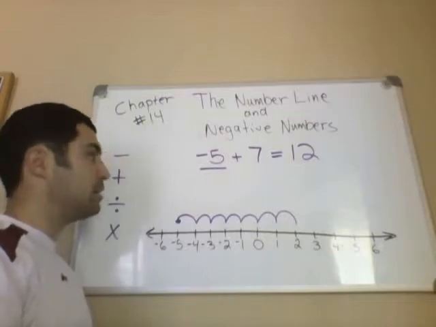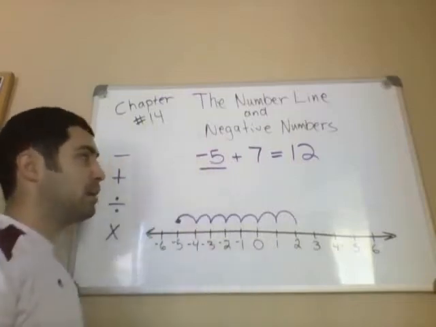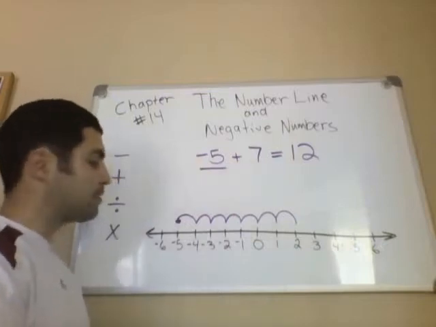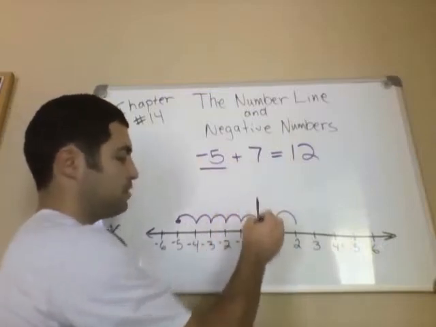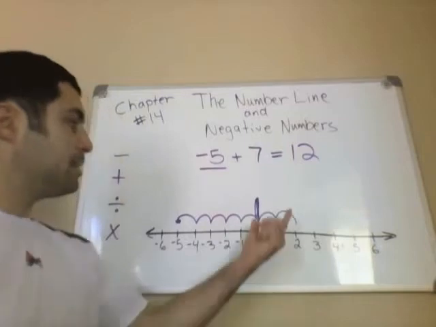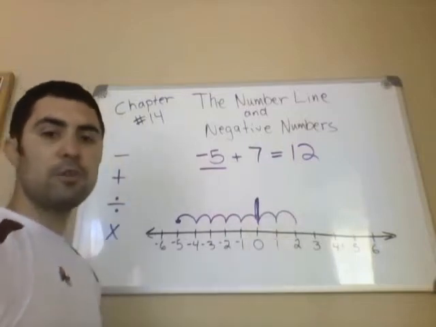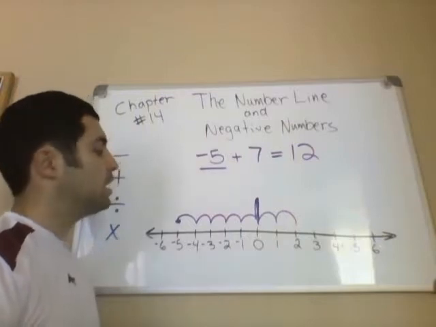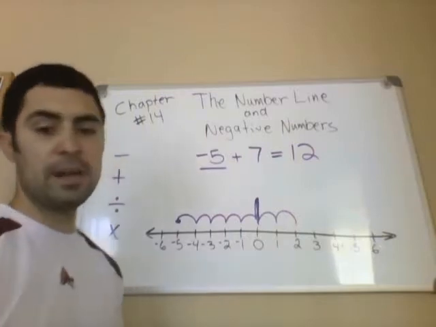I like to think about it as money. If you owe someone $5, you have 7, you pay them back the 5 that you owe them to get to 0. Okay? And that means you have $2 left over for yourself that you did not have to pay them. Okay? That's one way to think about it. Let's do some different.